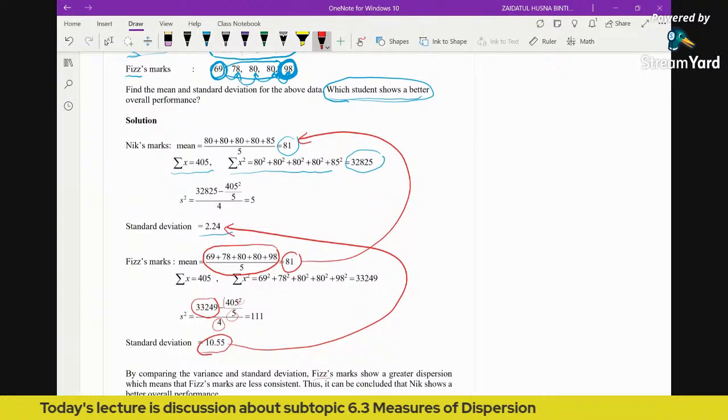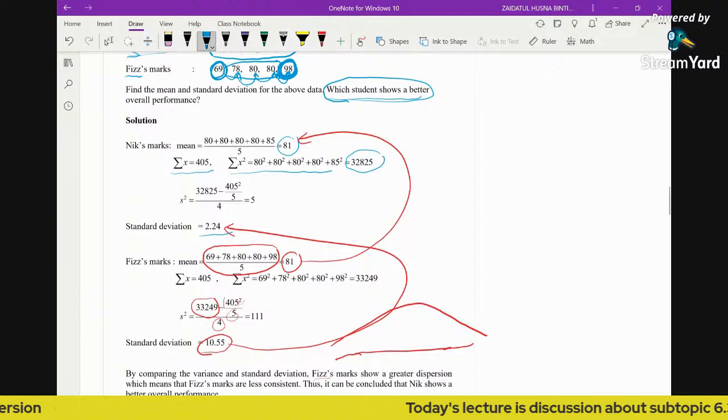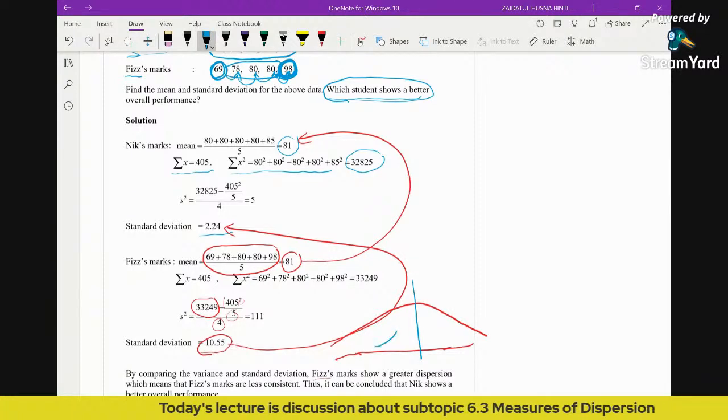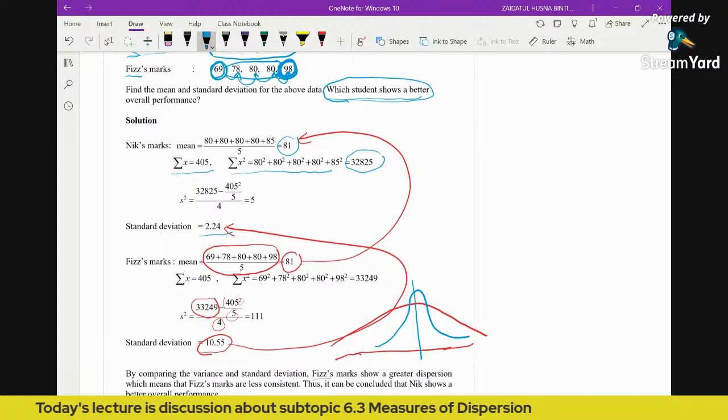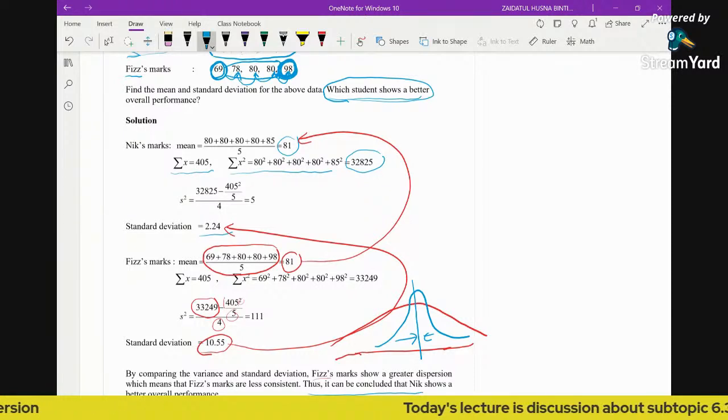Bermaksud, Fizz punya ni dia lebih mencapah. Dia lebih mencapah markahnya compared to Nick. Kalau Nick, the dispersion is less than Fizz. Alright, so we can conclude that Nick shows better overall performance.